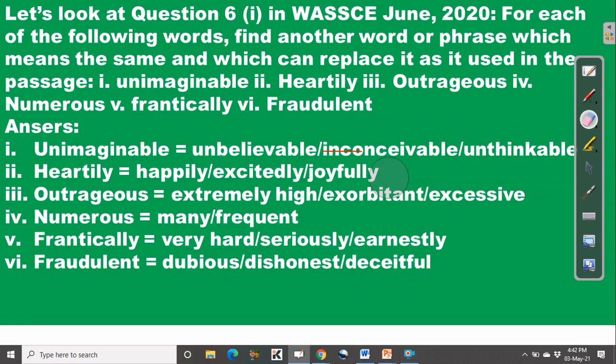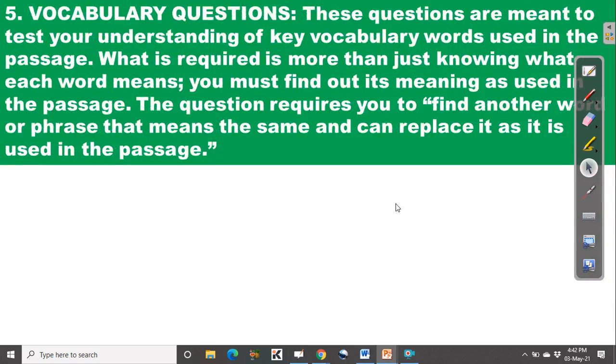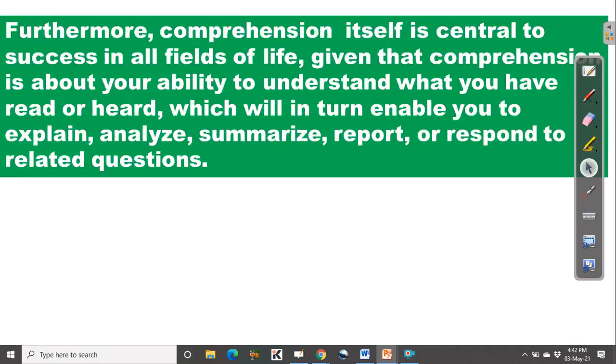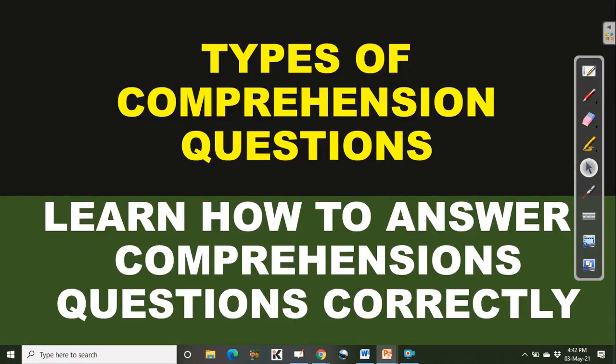So this is where we are going to draw the curtain in today's video. We have actually been looking at types of comprehension questions, learning how to answer comprehension questions correctly by learning the different types of comprehension questions that are likely to come out in any English exam. And like I really emphasized, the need to learn how to answer comprehension questions has gone beyond the classroom or the exam hall.